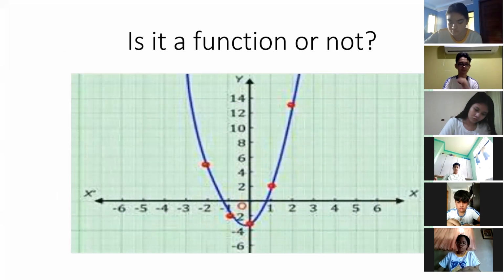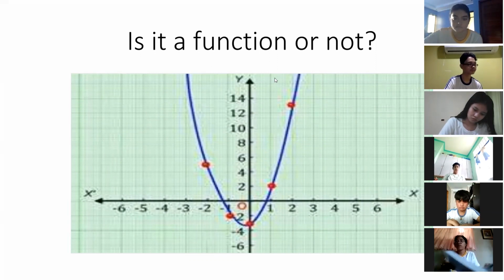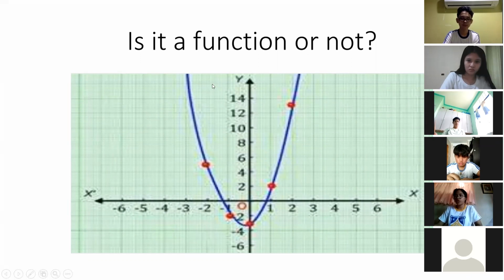draw. This is an example of a function or not? This is a function. Okay? So if you look at it, you draw a vertical line anywhere. Will it be here? Will it be here? Or here? Anywhere from the graph, you will only generate one intersection point.